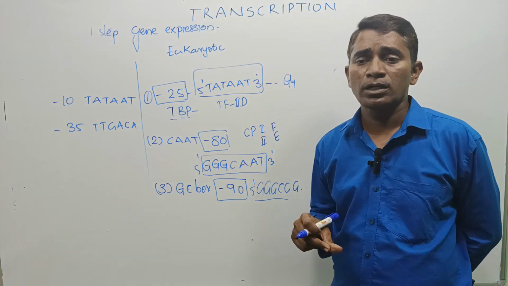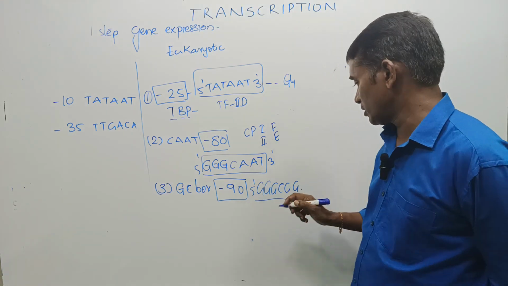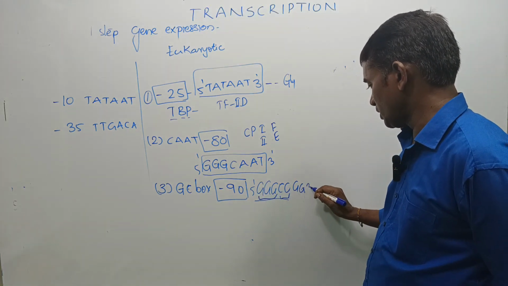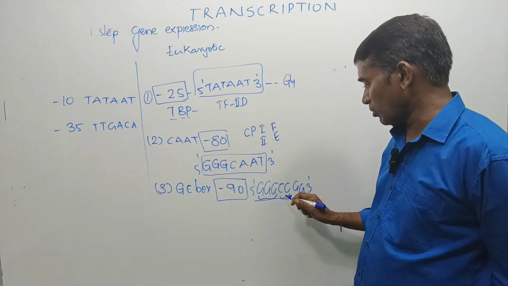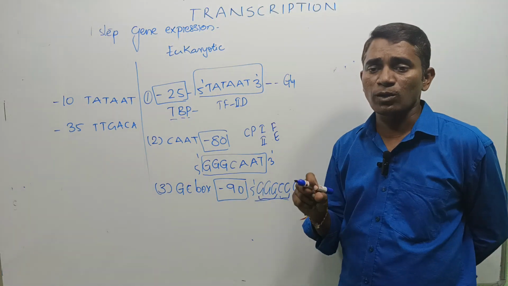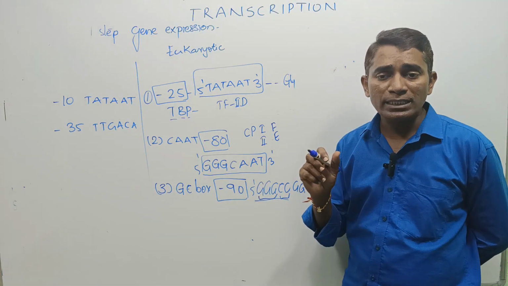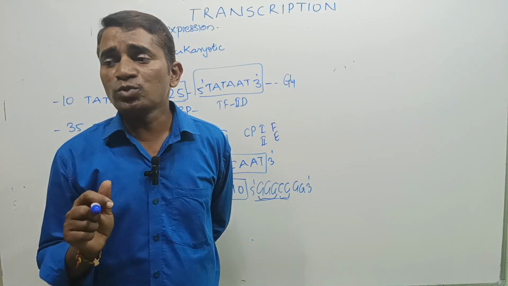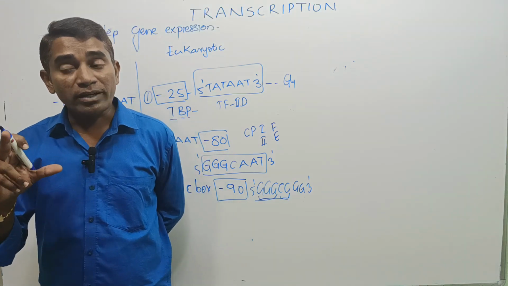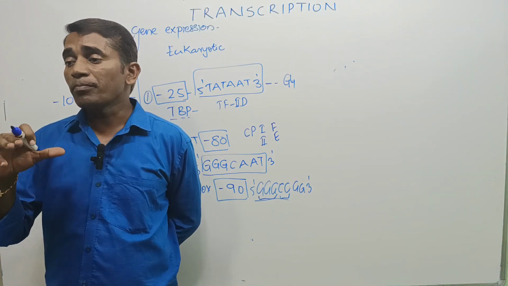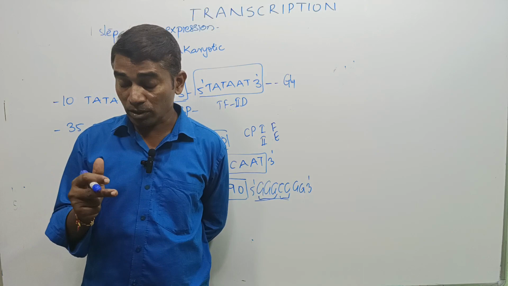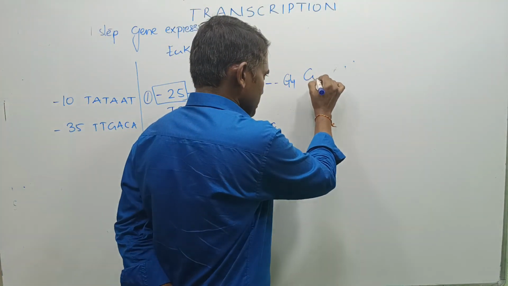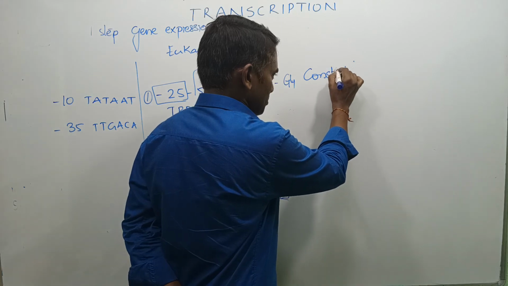G. Again, G3, C2, GG3. This one is GC box. So this GC box is located at minus 90 sequences. Usually it is critical for TATA box less promoters. As I mentioned, in some cases, where there is a constitutive gene expression.